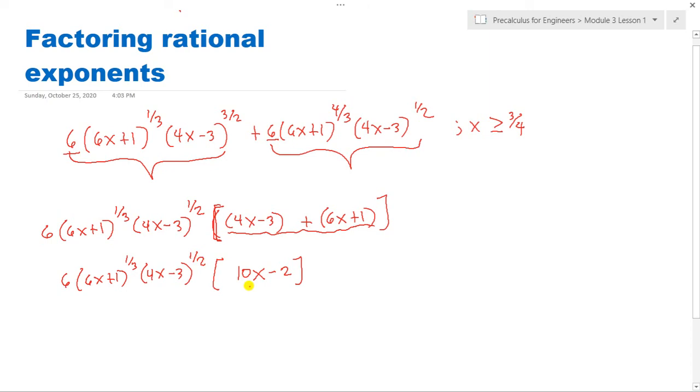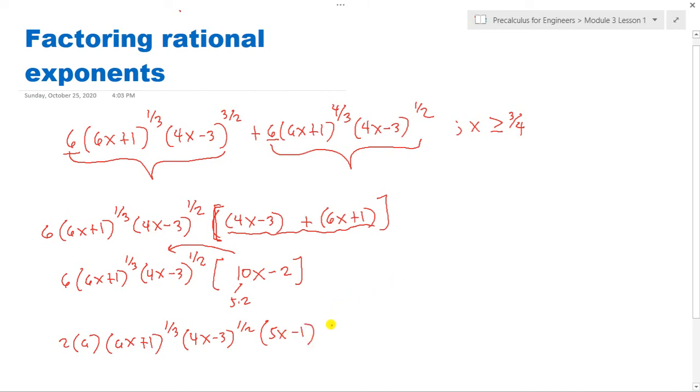As you've noticed class, is this the final answer? Actually, no. Bakit? Kasi yung 10x minus 2, we can still have a common factor here. Kasi 10 can be written as 5 times 2. So therefore, ma-extract pa yung 2 natin. So extract natin sa labas, we have 2 times 6 times 6x plus 1 raised to 1/3 times 4x minus 3 raised to 1 half. What's left inside this brace is 5x minus 1.